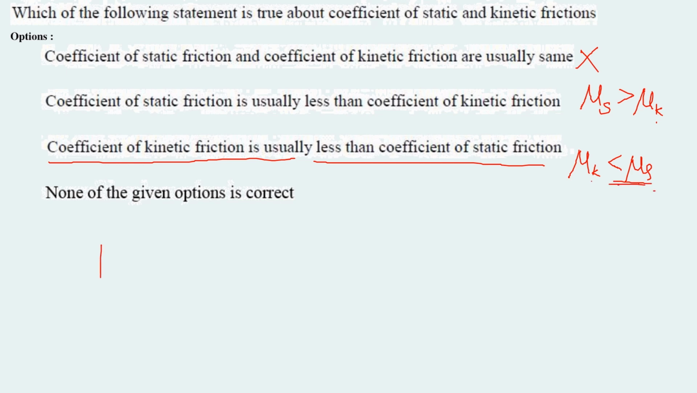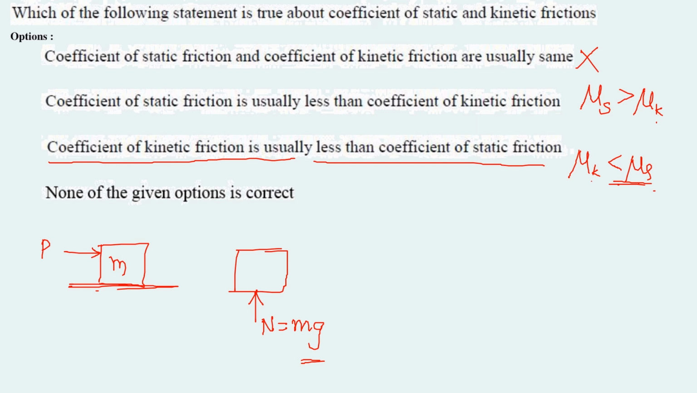Let's consider a block of mass m which is on the floor. Now we are trying to apply some external force in order to move the block on the floor. So if we draw the free body diagram of this, we will have normal upward force N, which is equal to mass times gravitational acceleration, and friction force F, which is in the opposite direction to the applied force or motion of the block, where applied force is this one.